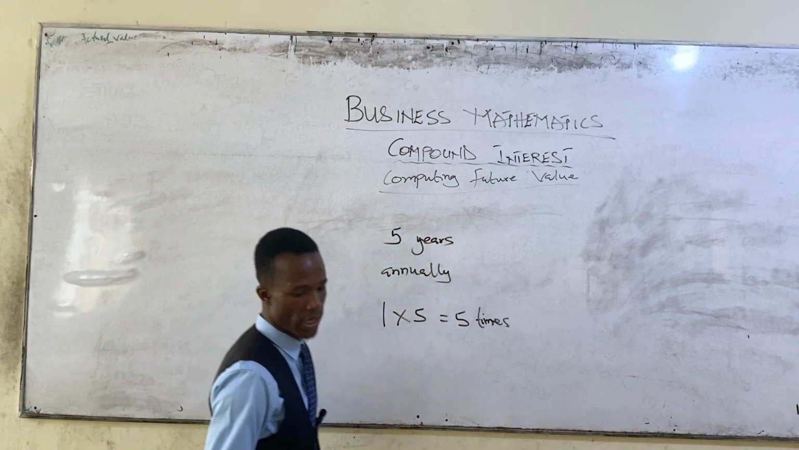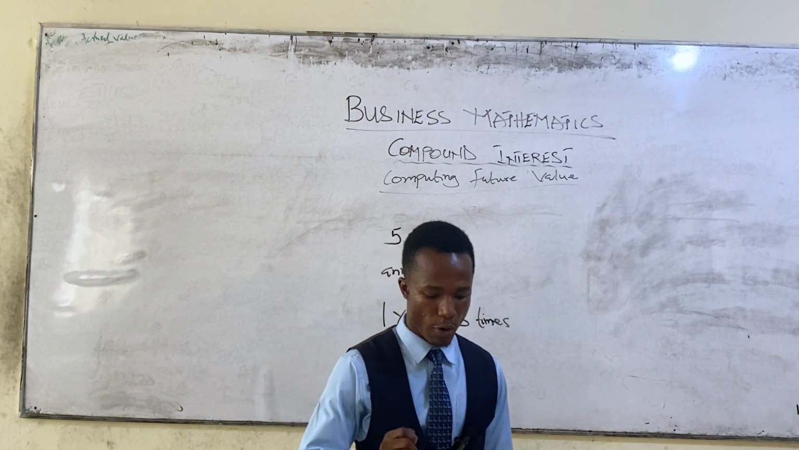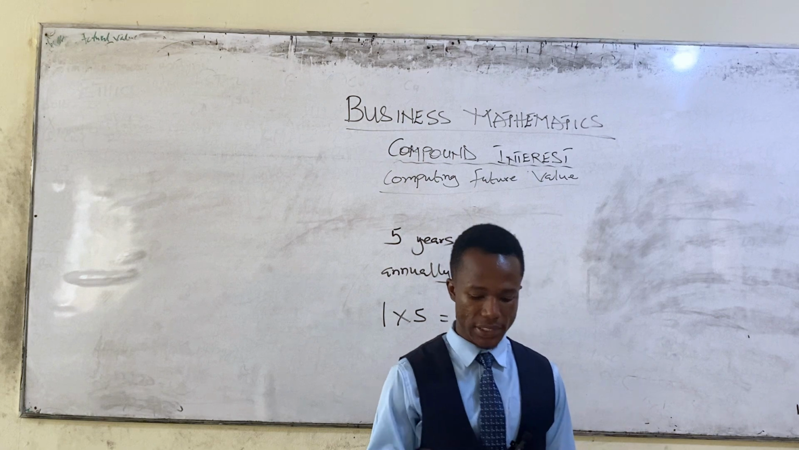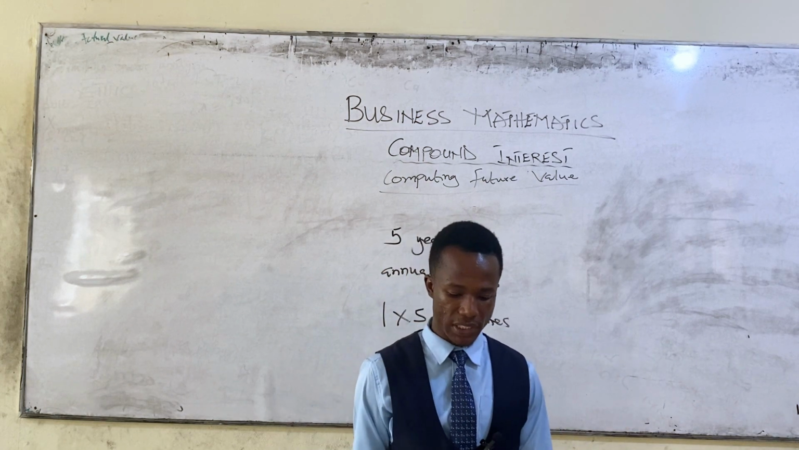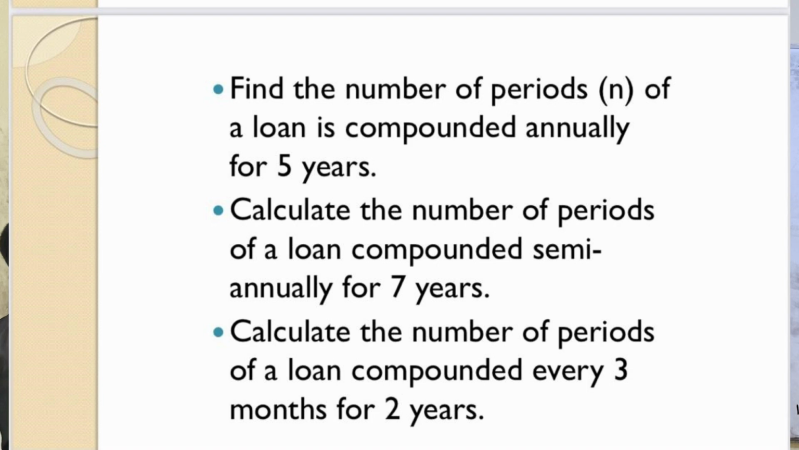Okay. Let's look at another question. Calculate the number of periods of a loan compounded semi-annually for 7 years. So compounded semi-annually.